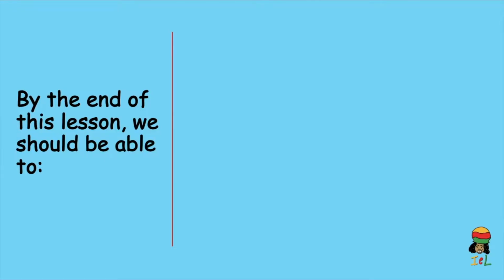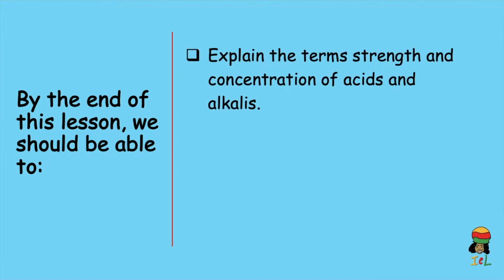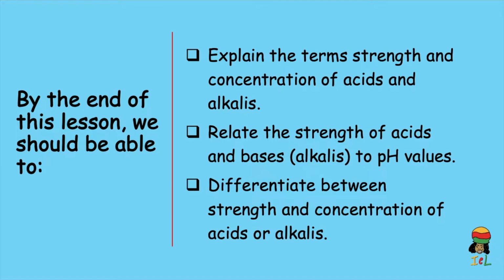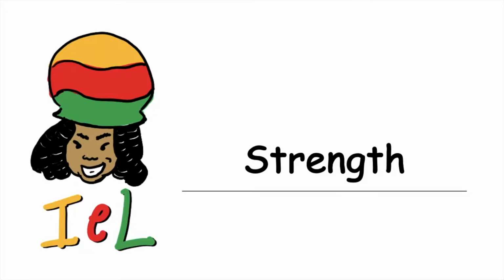By the end of this lesson, we should be able to explain the terms strength and concentration of acids and alkalis, relate the strength of acids and bases or alkalis to pH values, and differentiate between the strength and concentration of acids or alkalis. The first learning objective of this lesson is to explain the terms strength and concentration as they relate to acids and alkalis.